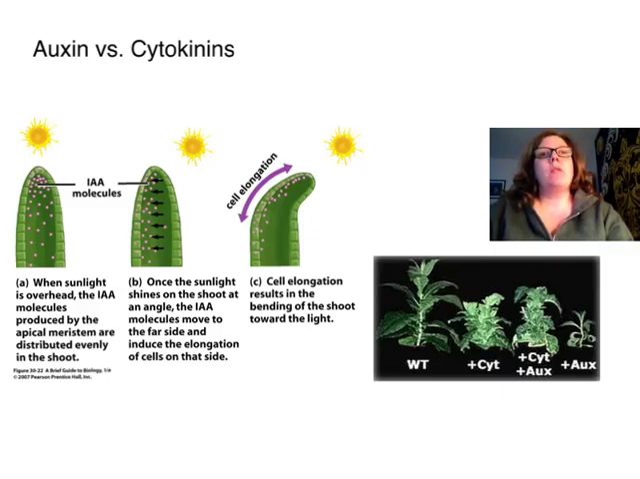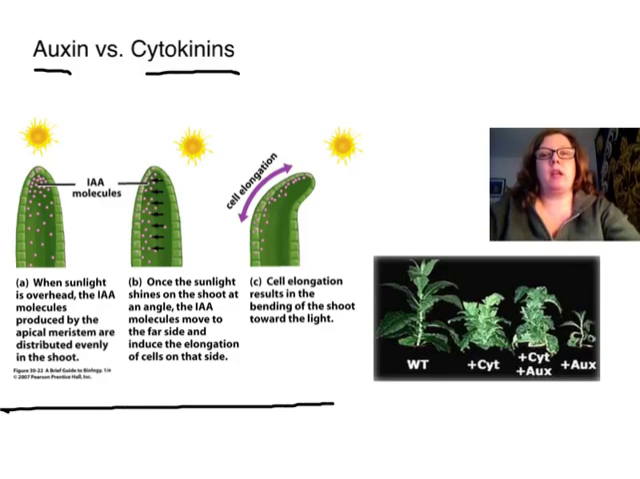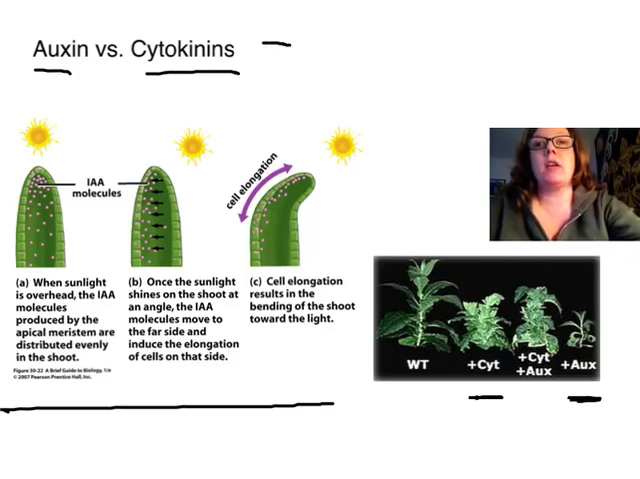Okay, so the first group of hormones we're going to talk about is auxins versus cytokinins. And there are two groups here. The picture on the left highlights auxins. This picture shows you what happens with cytokinins or with just auxins. And so these are the growth hormones for plants. So auxins and cytokinins are both about growth.